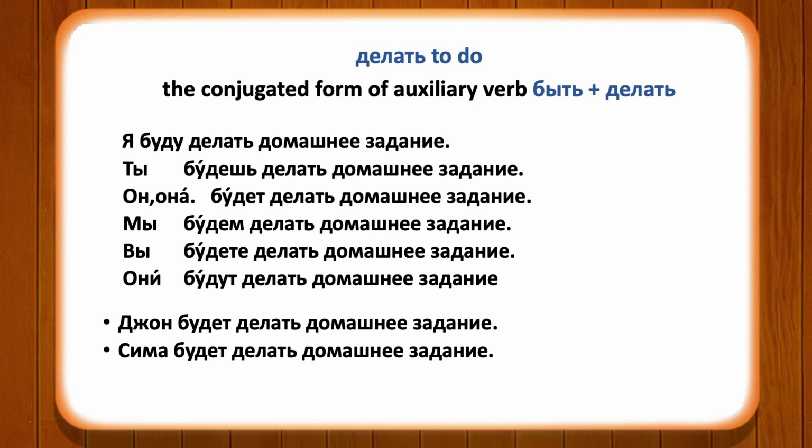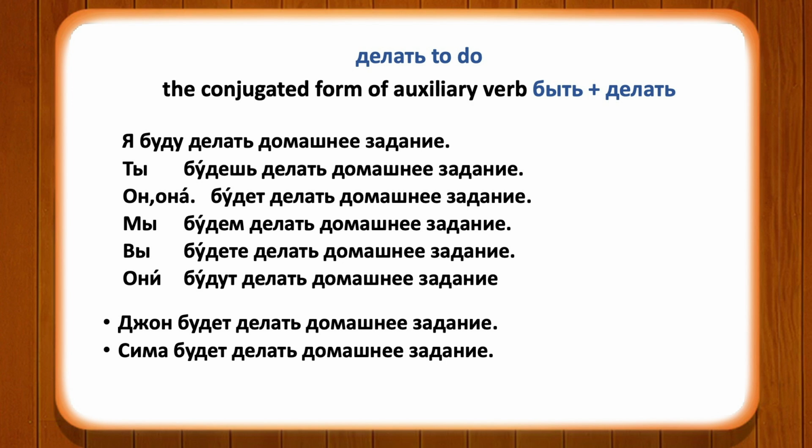Вы будете делать домашнее задание. You will be doing the homework or you will do the homework. Они будут делать домашнее задание. They will be doing the homework or they will do the homework. Джон будет делать домашнее задание. It means John will be doing the homework or John will do the homework. Сима будет делать домашнее задание. John was он, so Джон будет. Сима она, Сима будет делать домашнее задание.